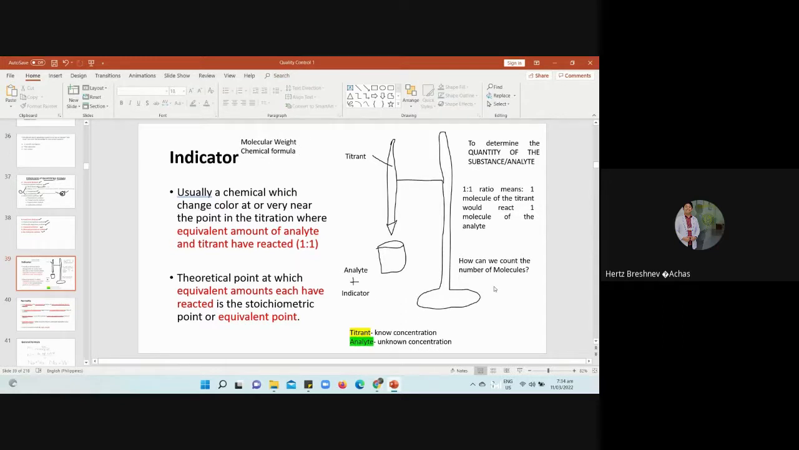Okay? So, equivalent amounts of analyte and titrant have reacted. What does it mean again? One molecule coming from your titrant, for example, NaOH, and one molecule of your analyte, for example, HCl. So in other words, the quantity of our HCl is unknown. We don't know its concentration, its amount.